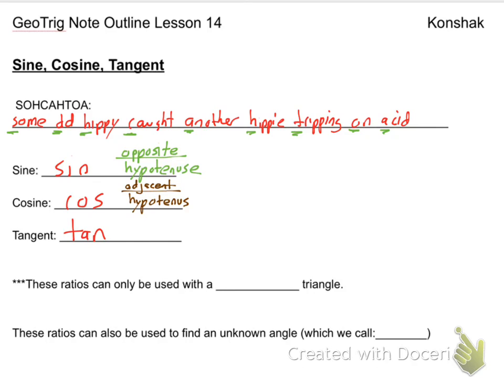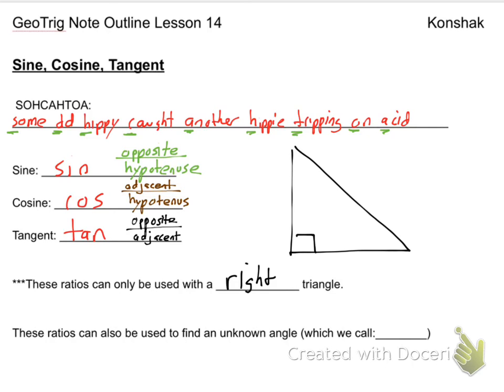T is for tangent. O, A means opposite over adjacent. That helps us, guys, remember the ratios. Now, what this means is that, with that next starred thing on the bottom there, these only work on right triangles. These only work on right triangles.